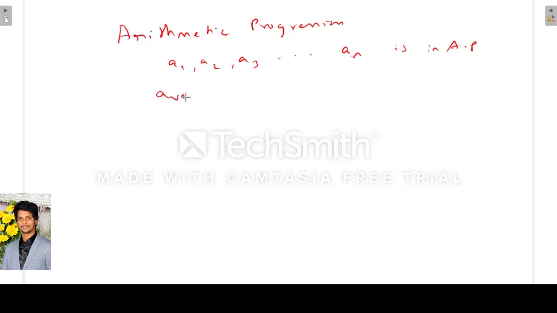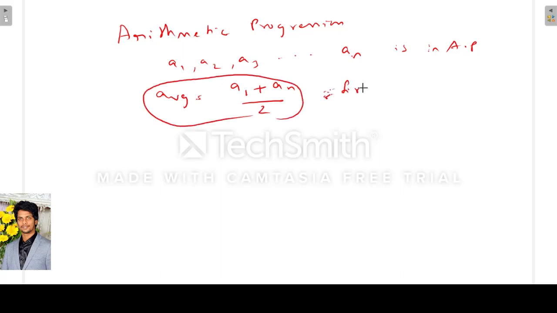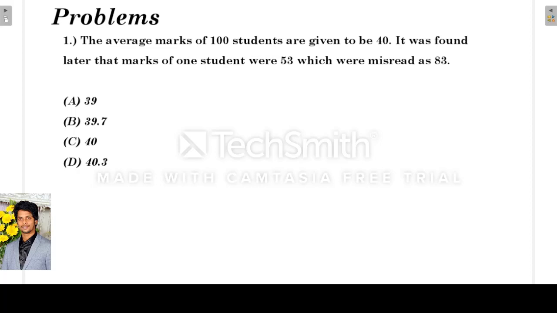Then the average of this becomes (a1 + an) / 2. So first term plus last term by 2 will be the average of an arithmetic progression. First plus last term by 2. So these are the basics which you need to know in dealing with average problems. Now let's solve some problems.